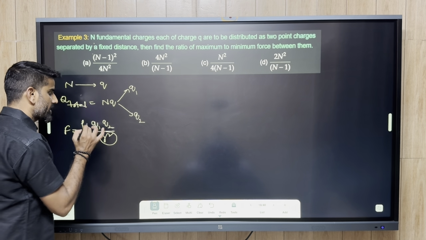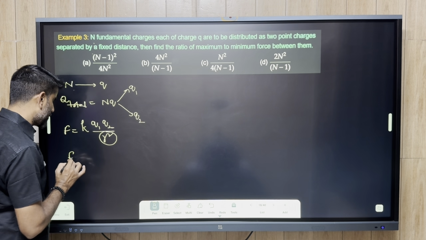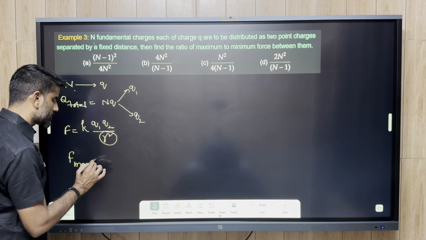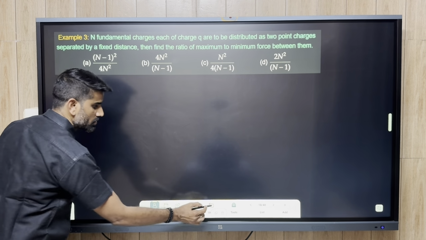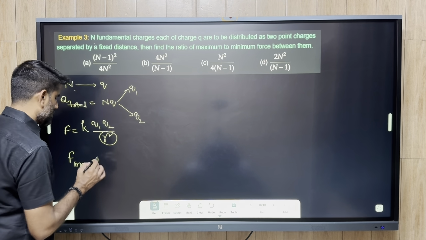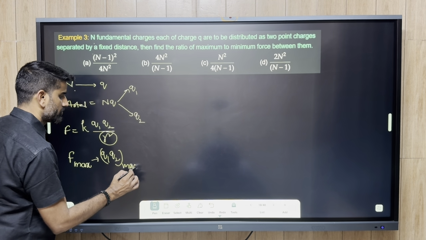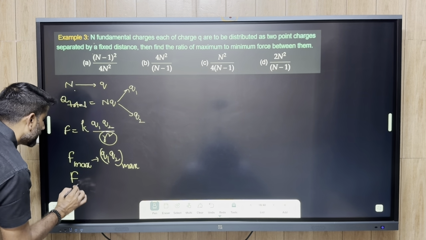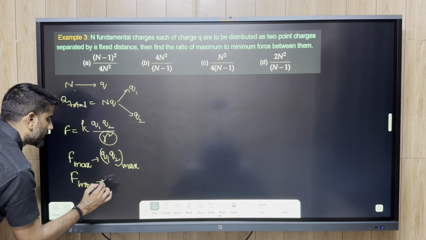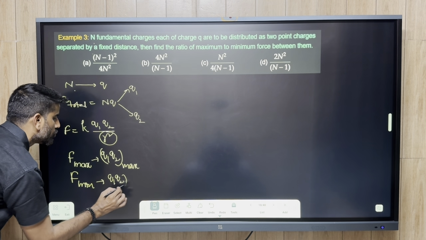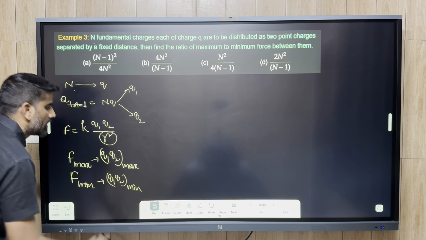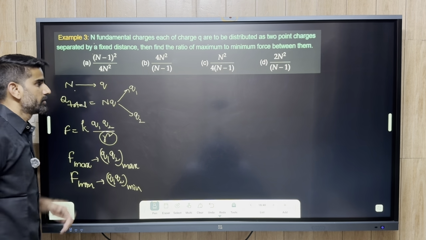So for the force to be maximum, I have to make the product of q1 and q2 maximum. For the force to be minimum, the product of q1 and q2 should be minimum. Is the point clear?